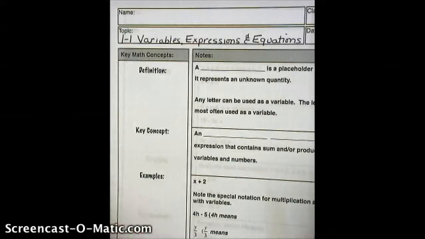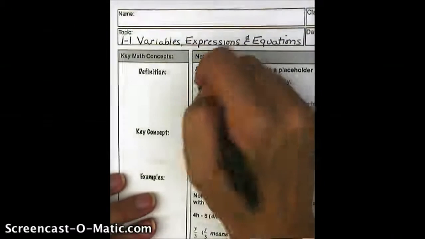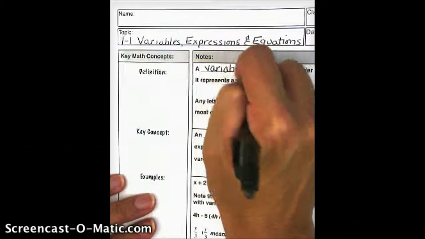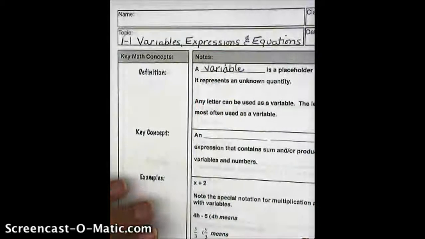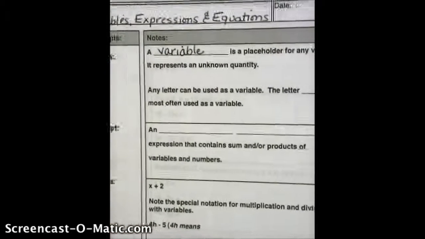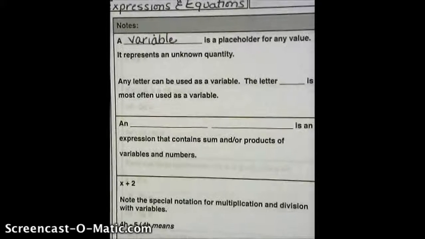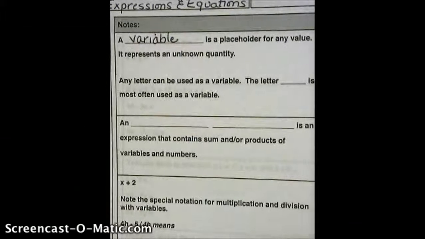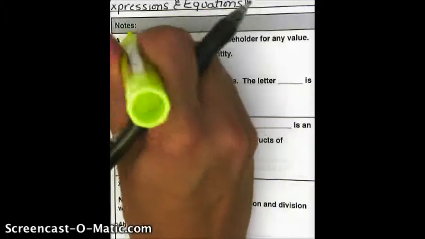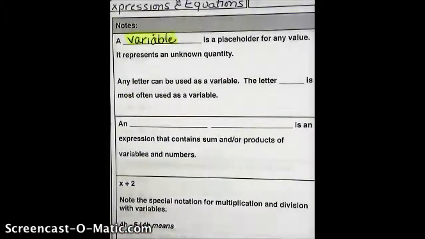All right, we're going to start out with the definition of a variable. A variable is just a placeholder for any value. We use it when we have an unknown quantity in math. So anything that we don't know, we will use a variable to represent that quantity. We can go ahead and highlight the word variable because that's one of the definitions that you will need to know.